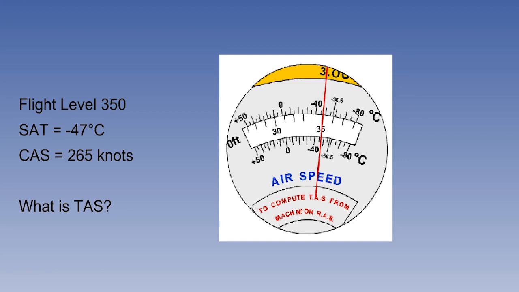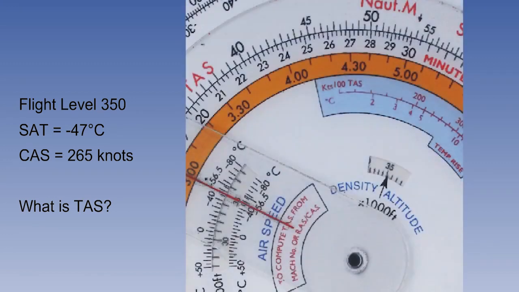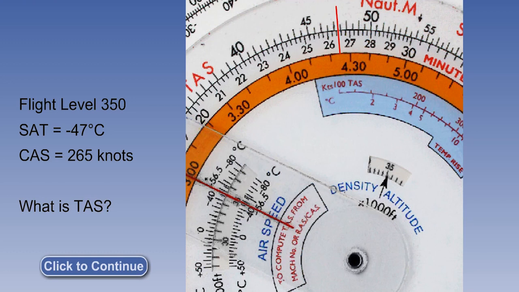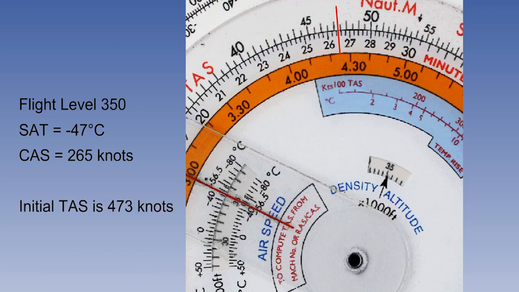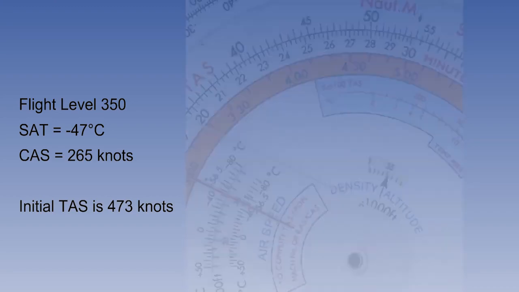In the airspeed window, set flight level 350 against -47 degrees Celsius. Find 265 knots on the inner scale. Now read off the number on the outer scale. What do you get? You should have 473 knots TAS. This is over 300. So how do we apply compressibility correction?